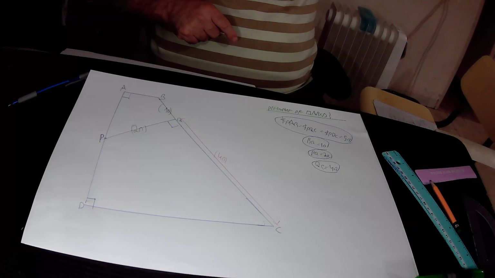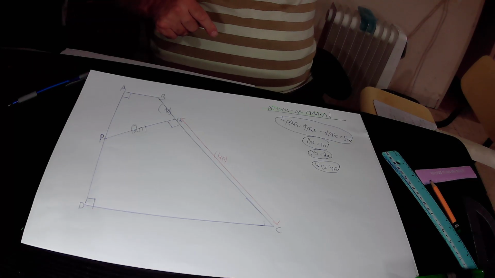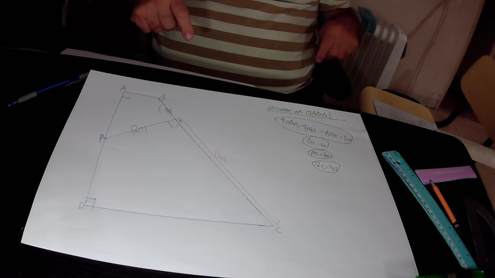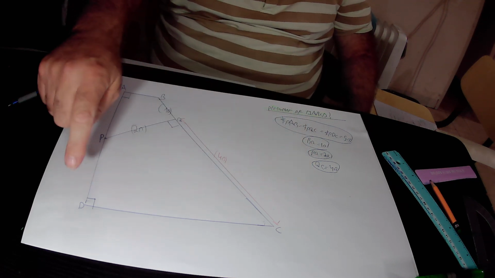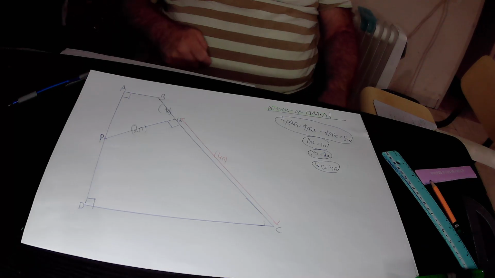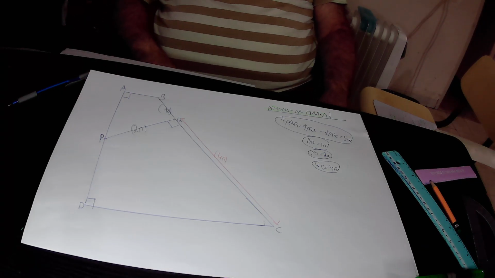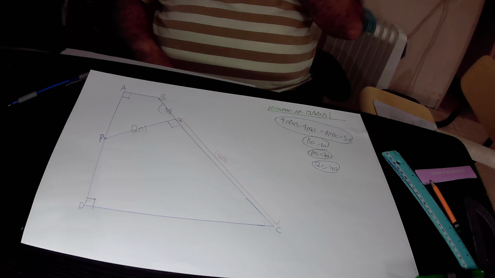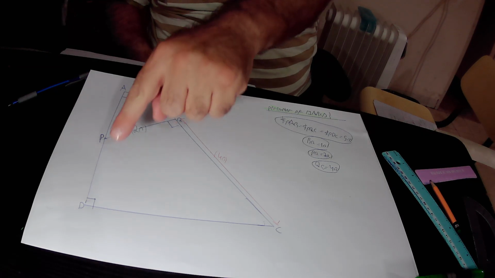What is a perimeter? A perimeter of a quadrilateral is the sum of its four side lengths. In this case, it is AB plus BC plus CD plus DA. So in the first step, we'll do a construction, that is to say, we'll draw a perpendicular to AD at point P.